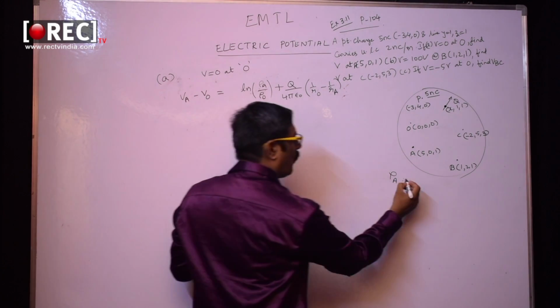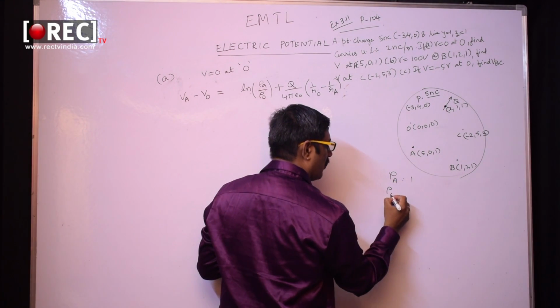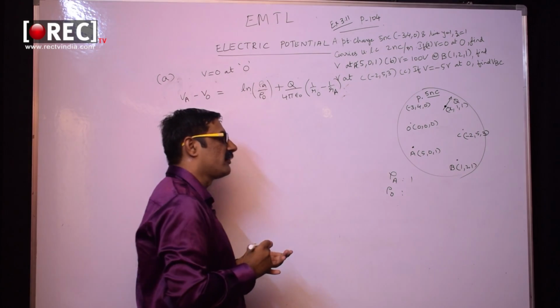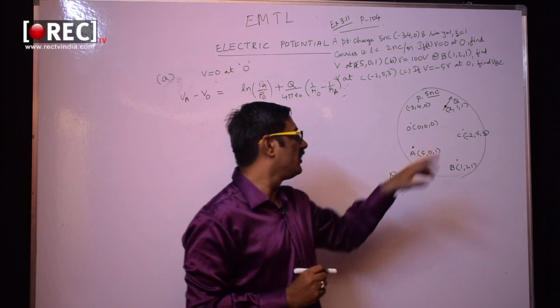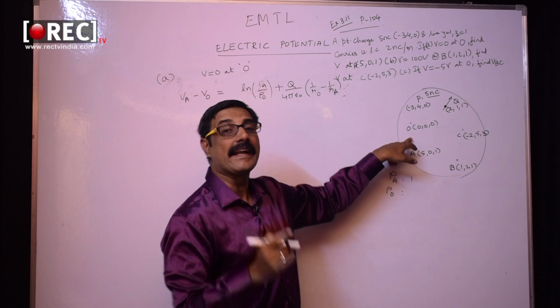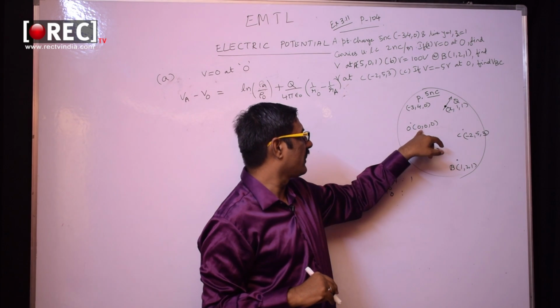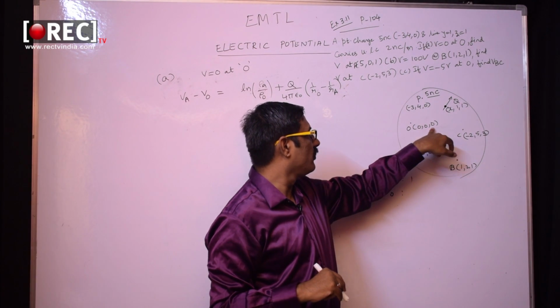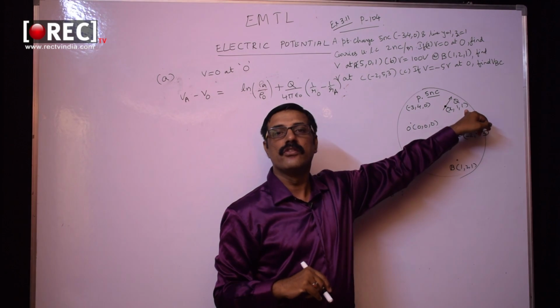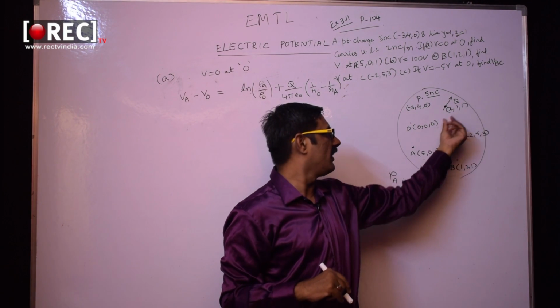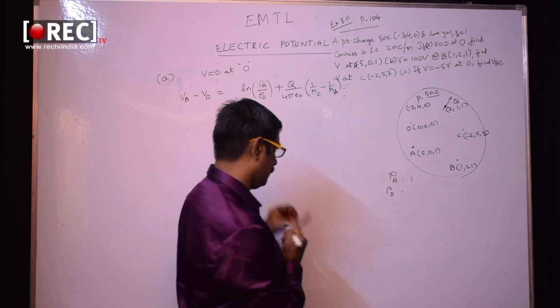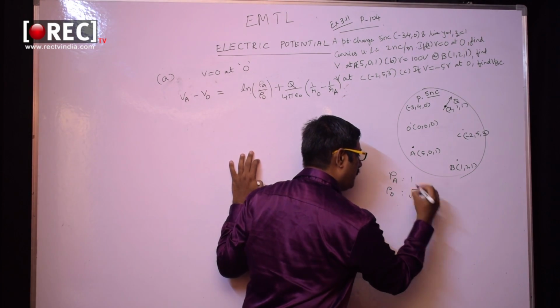So rho A is 1. And what about rho naught on similar lines? It is the distance between O and the line charge distribution, neglecting the x coordinate. So if I neglect the x coordinate here, the point is (0, 0), and here the point is (1, 1). So obviously the distance between the points (1, 1) and (0, 0) would be root 2. So rho naught value is simply root 2.